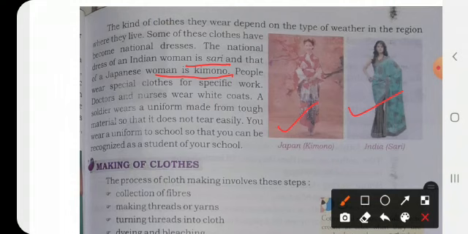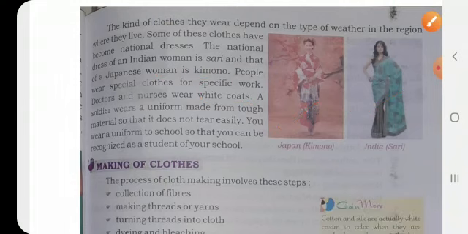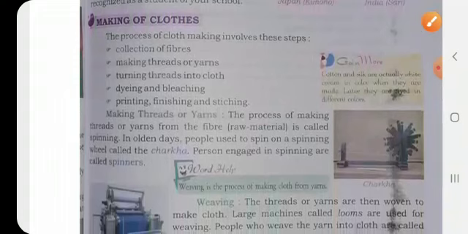The nurse and doctors wear white coats. They say that yes, they are in the job of nursing. The students of a school also are recognized by their uniform. So this is how clothes are an identification of the place or a job.